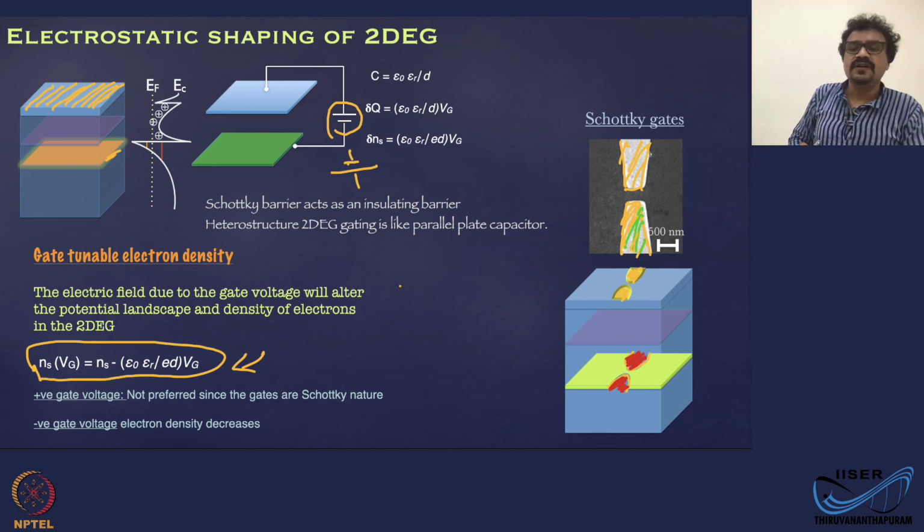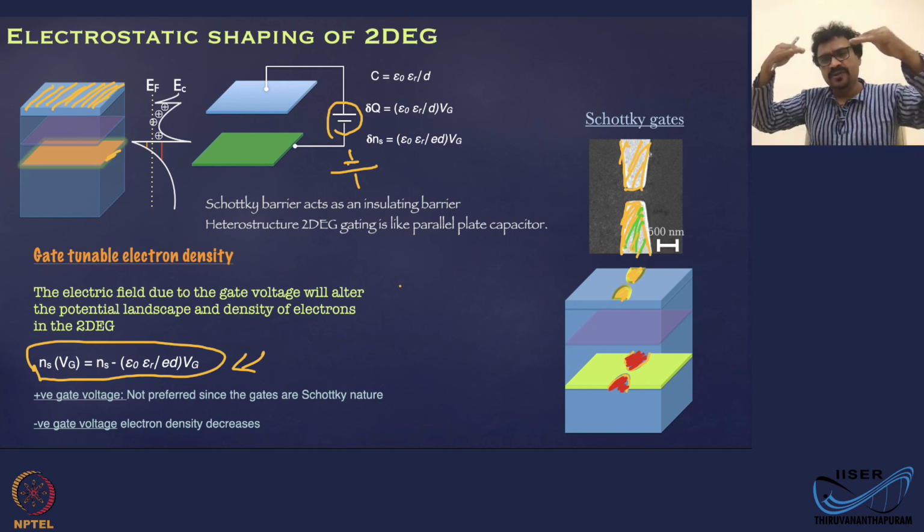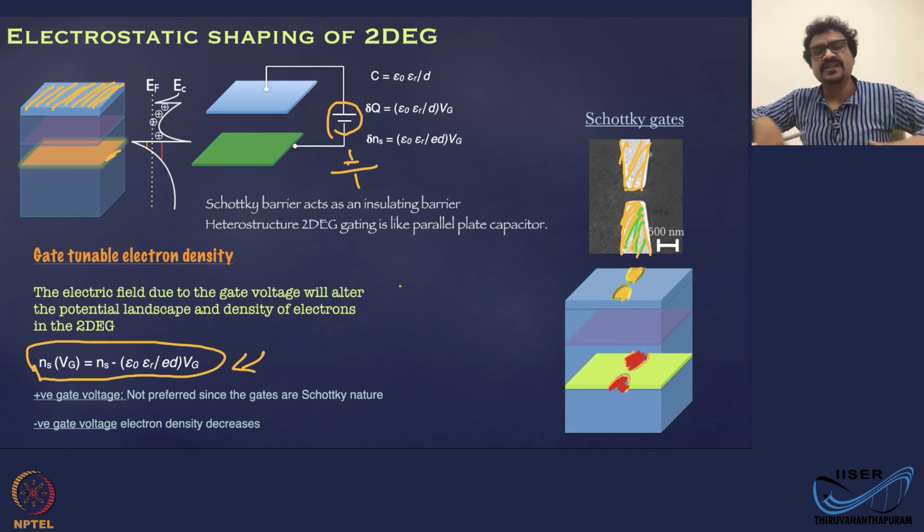That means you are not really shaping anything on the electron gas in the sheet, but you only put gates with a certain shape and apply voltage, and you will get a mirror image of those shapes in the sheet. That is called electrostatic shaping.